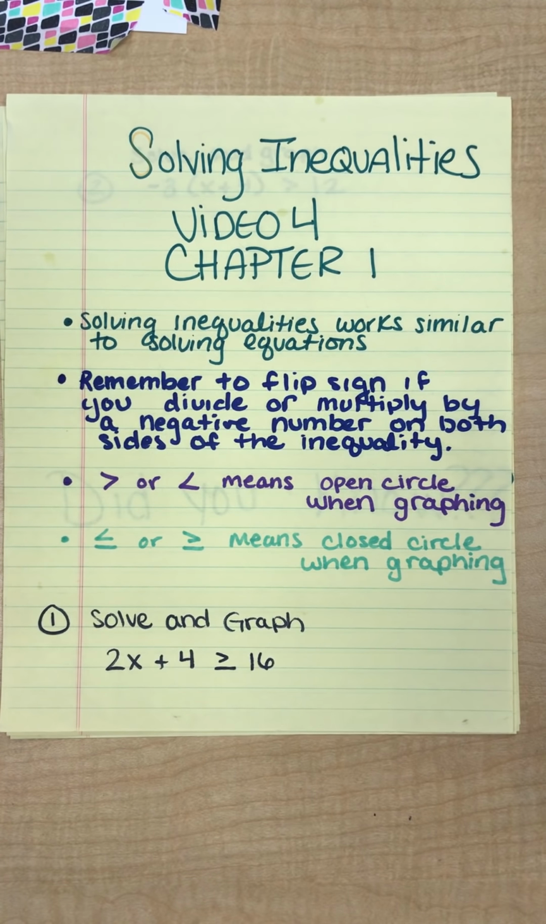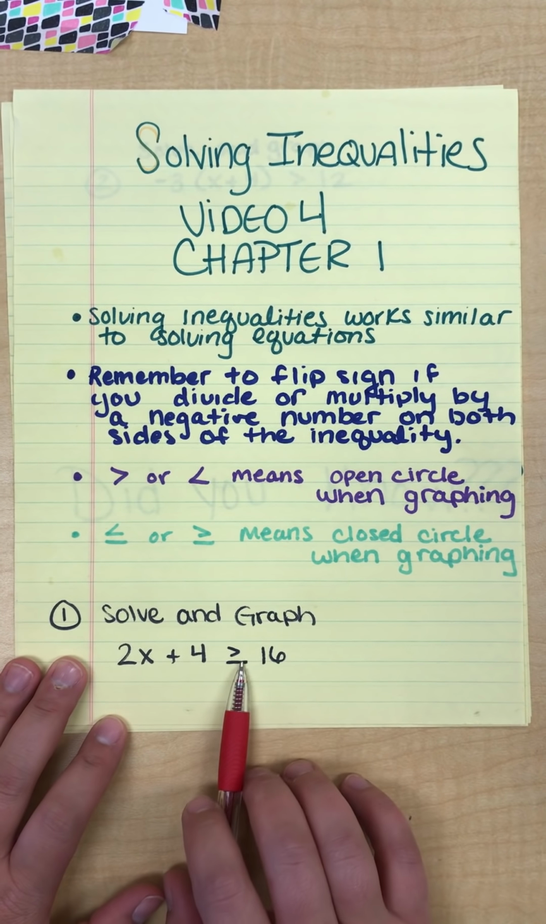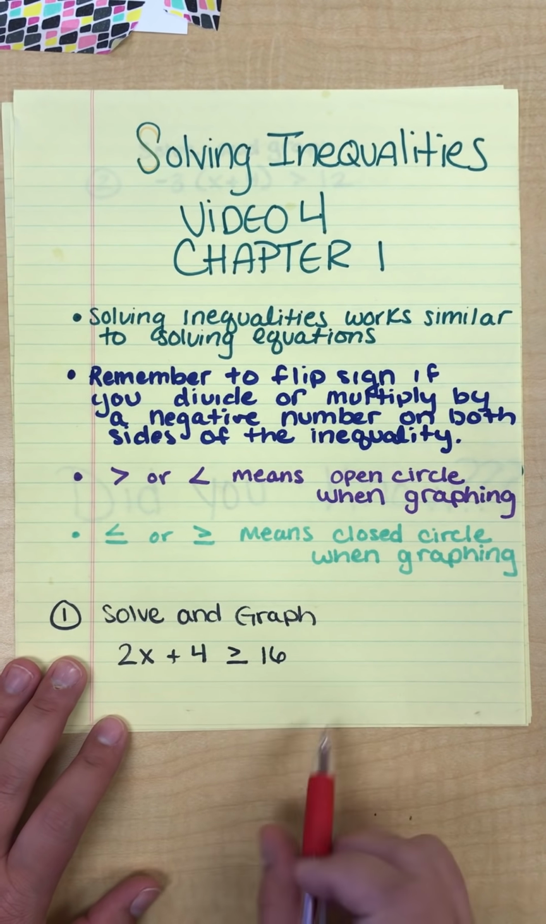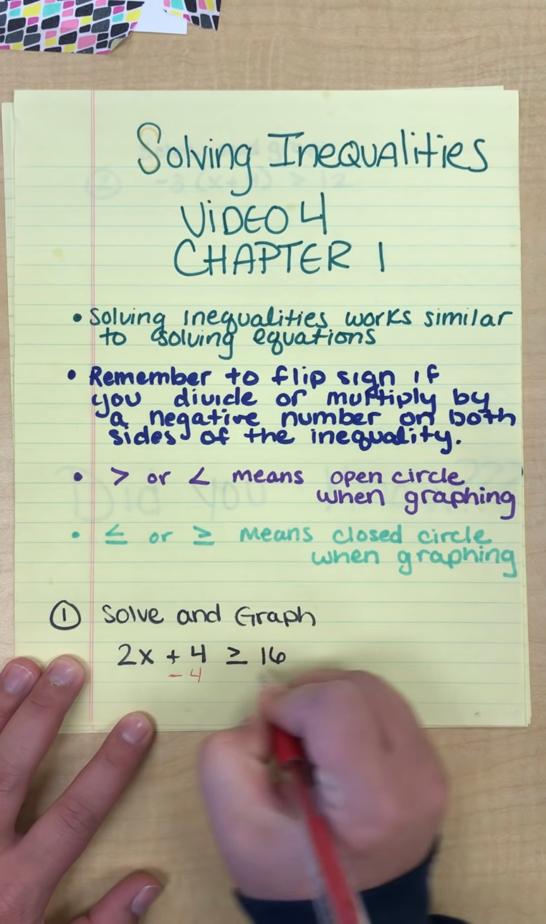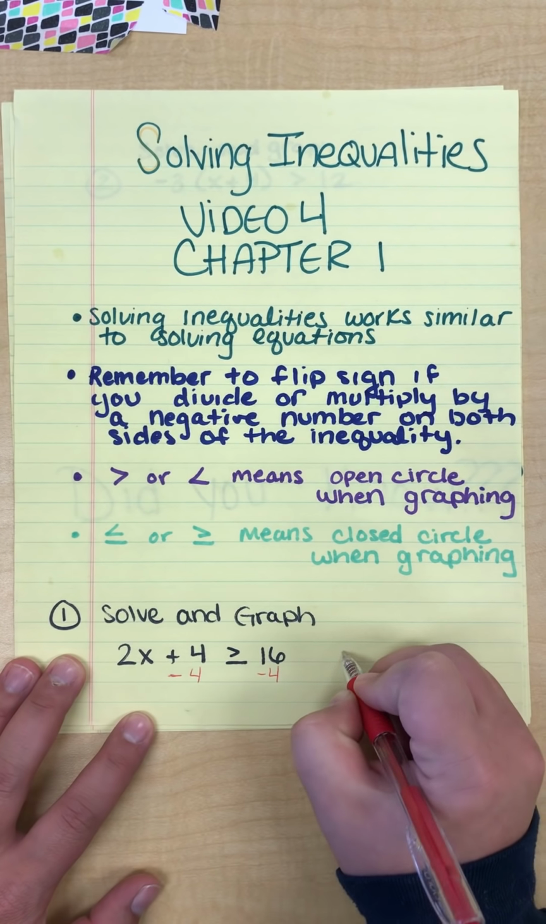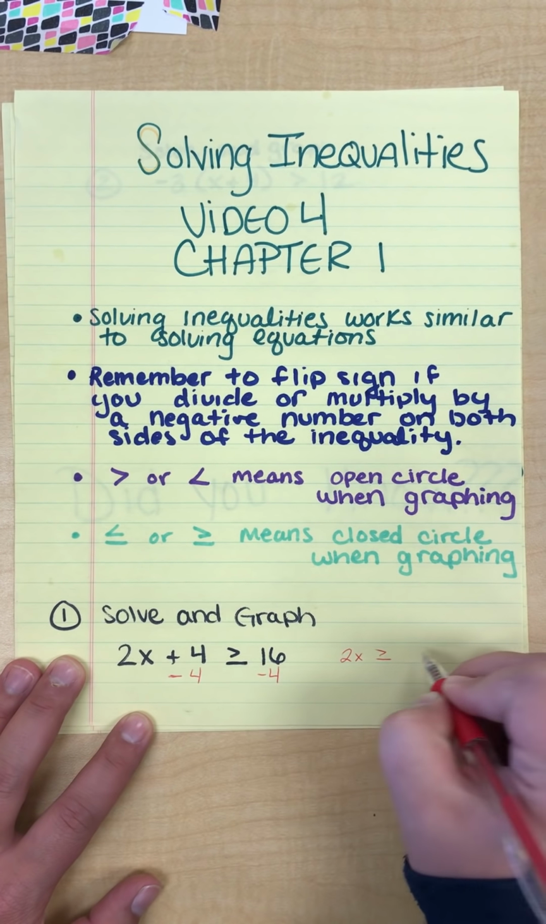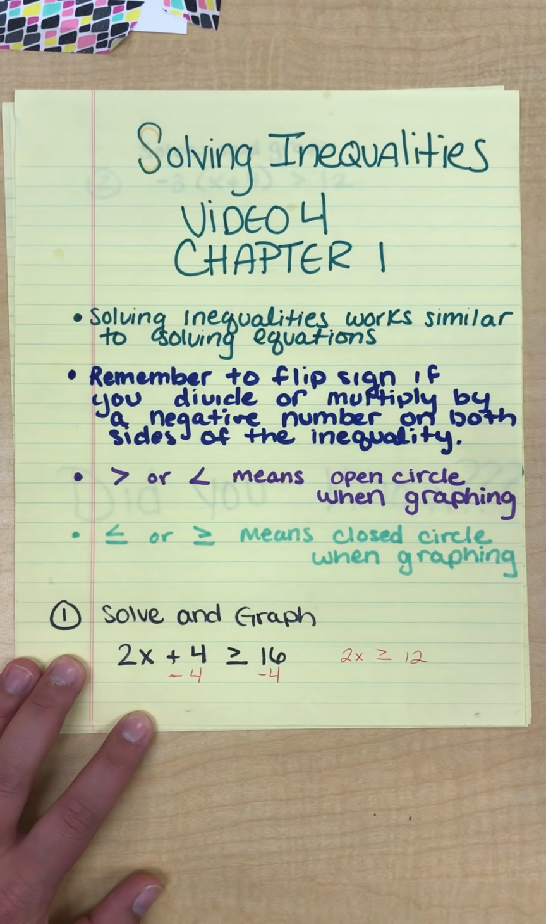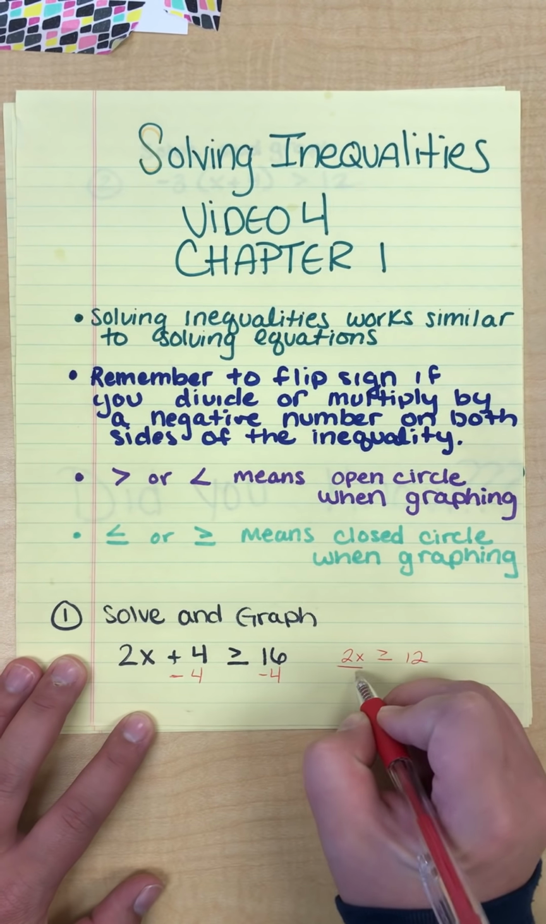So our first problem here, we're going to solve and graph this. Imagine this was an equal sign right here. What would we do? Well, we'd subtract 4 on both sides, right? So let's go ahead and actually do that to this problem. I'm going to subtract 4 on both sides. That leaves me with 2x is greater than or equal to 12. And then I can divide by 2 on both sides.